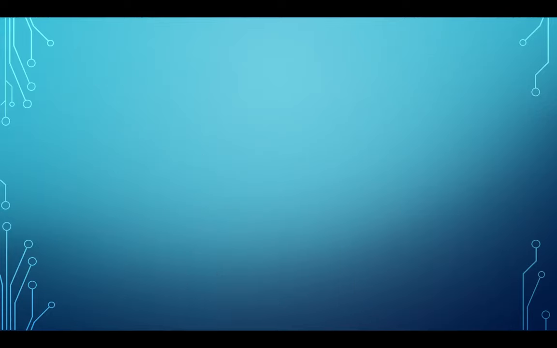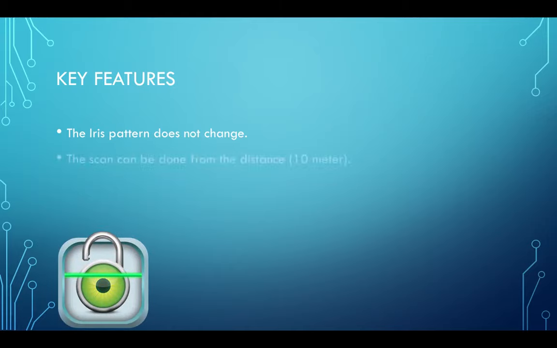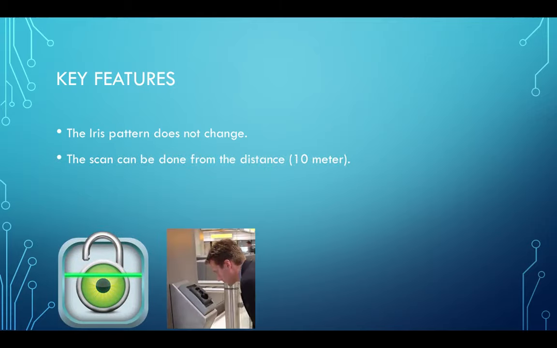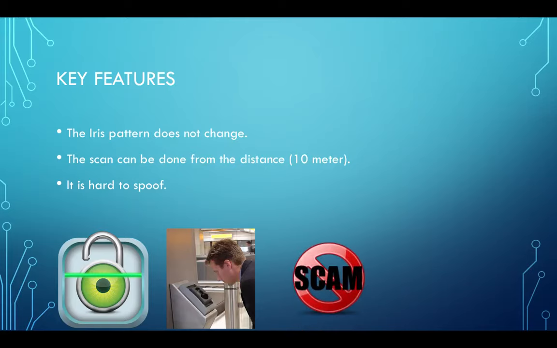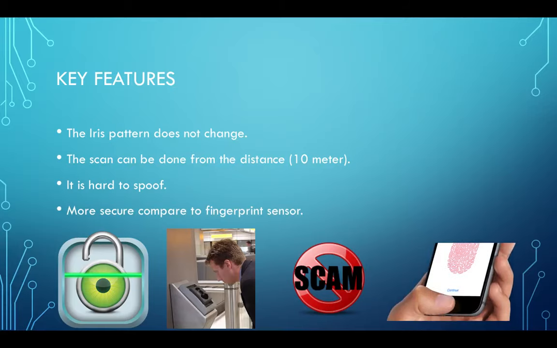Now let's see the key features of the iris scanner. Number 1. The pattern of the iris is fixed from the age of 2, which means the human iris pattern never changes. Number 2. The iris scanner can work from 1 centimeter to 1 meter distance, so it is safe for eyes. Number 3. It is hard to spoof compared to fingerprint. One can duplicate a fingerprint with glass or plastic. Number 4. As I said, it is more secure than fingerprint.